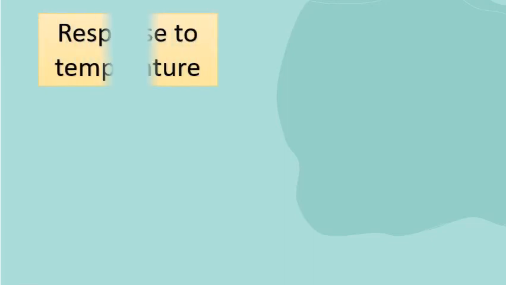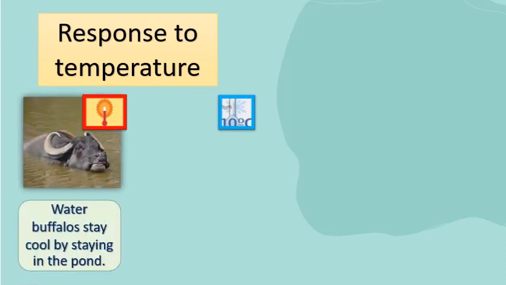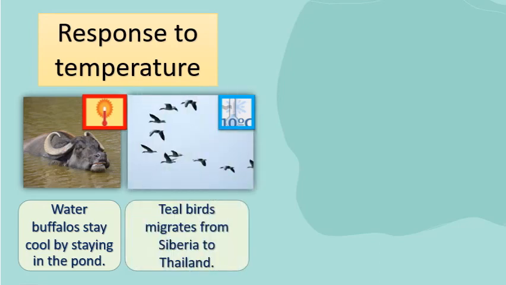Response to temperature. We have hot and cold temperature. First, we have hot. Look at the water buffalo. It stays cool by staying in the pond. For the cold temperature, we have teal birds that migrate from Siberia to Thailand. So they move from a cold place to a warmer place.